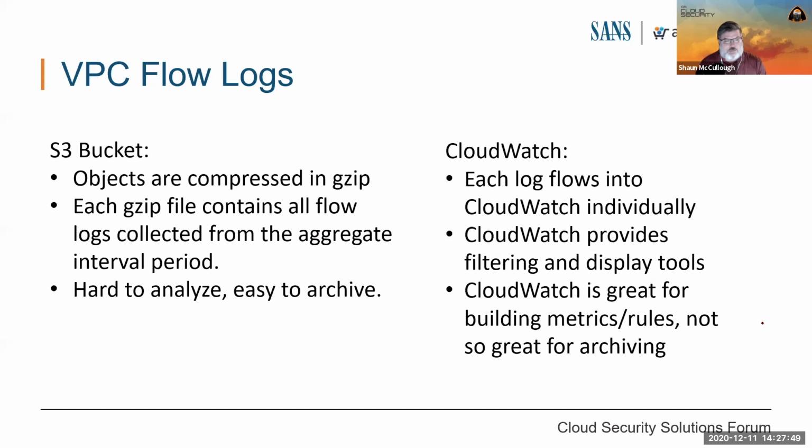So VPC Flow Logs, there are two main places you can send the data. You can send the data to an S3 bucket, where they'll take a whole bunch of VPC Flow Logs, collect them together, gzip them, and drop them into an S3 bucket. You can build code to tear them apart and analyze them, or you can use Athena, which is an Amazon service that does analysis across data sets inside S3.